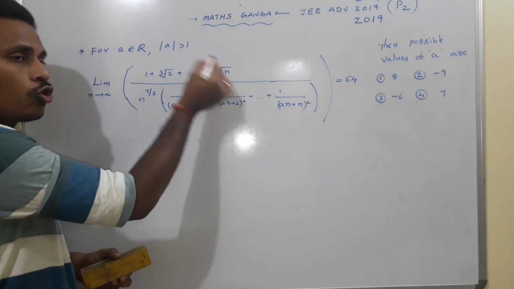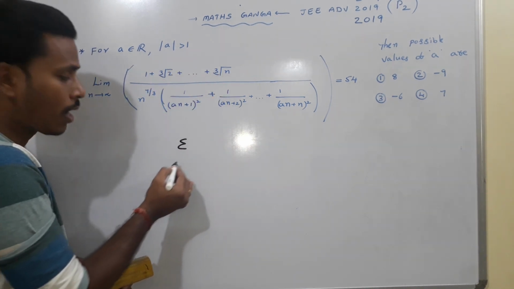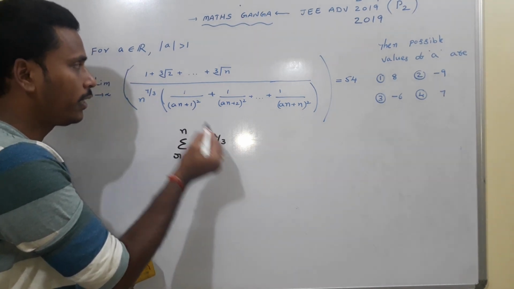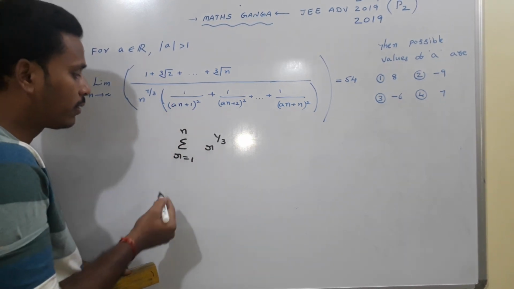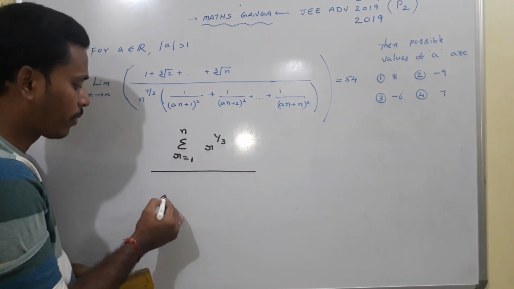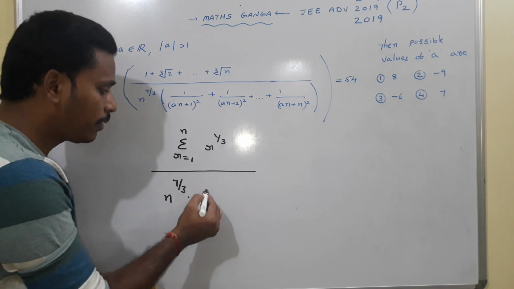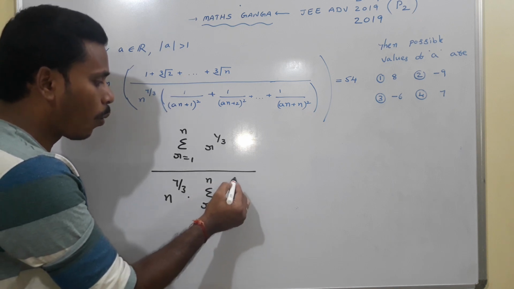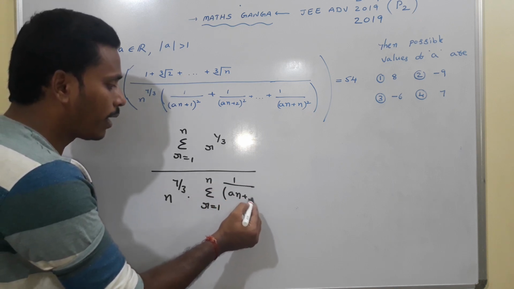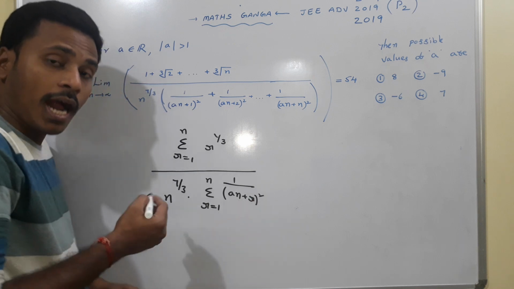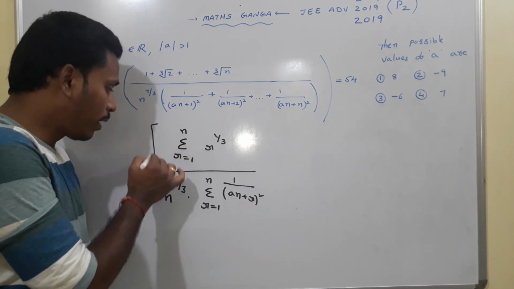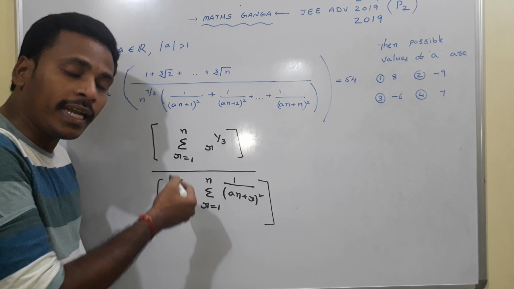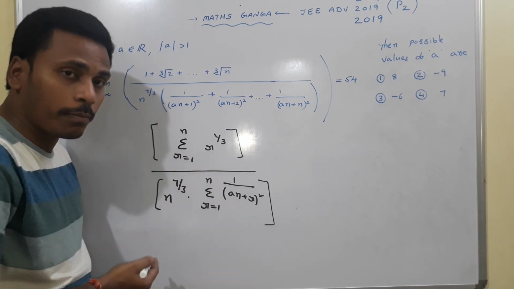So I will write this numerator as sigma r running from 1 to n r power 1 by 3, right? And then similarly the denominator can be written as n power 7 by 3 sigma r running from 1 to n 1 by (an plus r) whole square. And now I am trying to express the numerator as well as denominator as an integral, as a limit summation, okay, to use the previous logic.